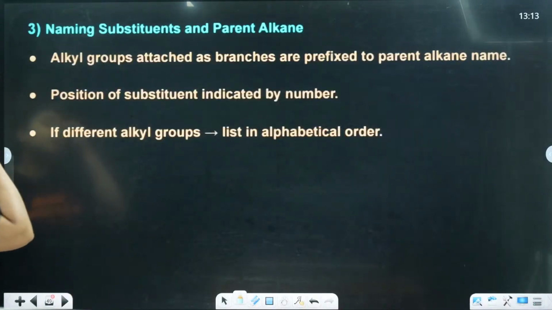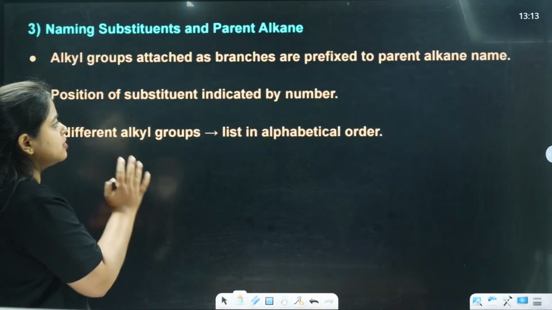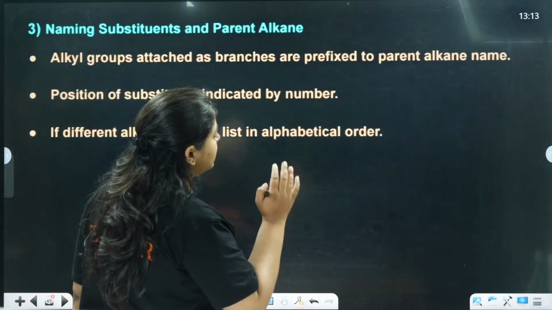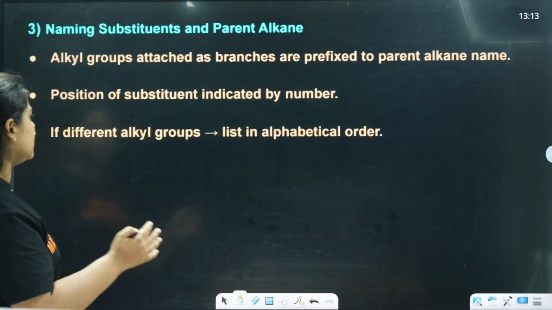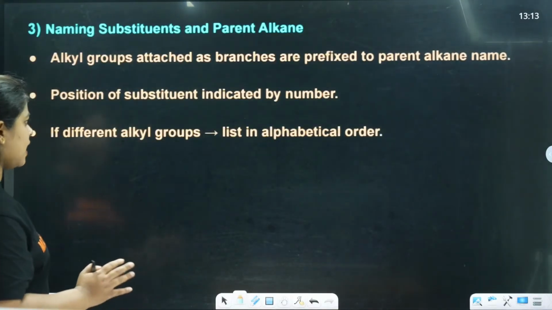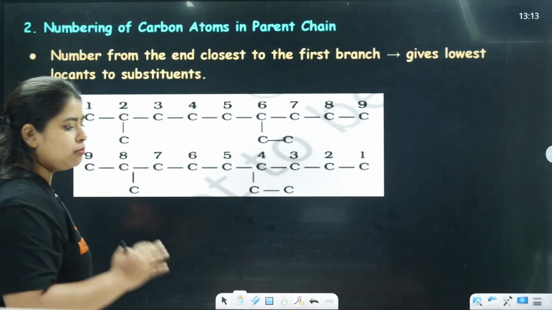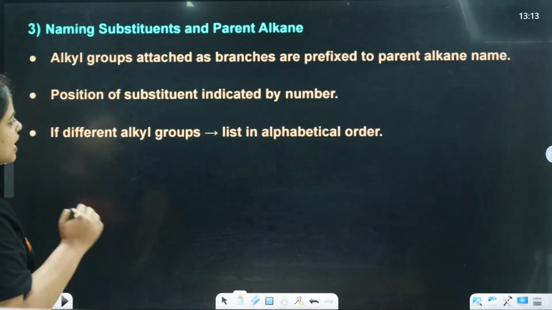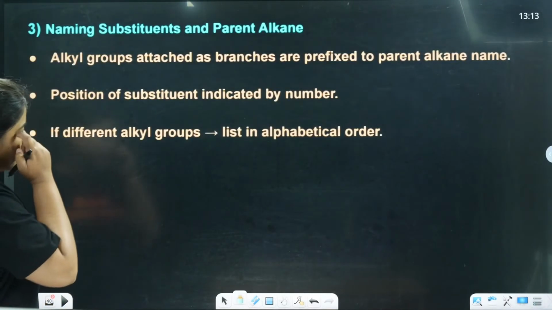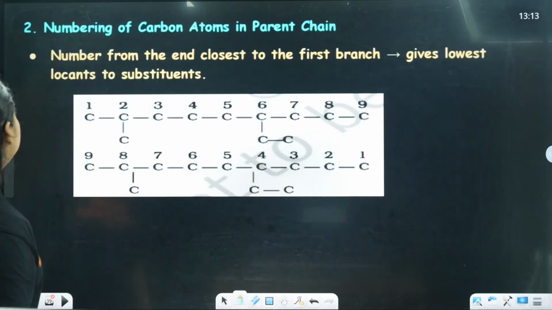Next step is naming the substituents and the parent alkane. Alkyl groups attached as branches are prefixed to the parent alkane name. And the position of the substituents is indicated by the number. Where it is attached, like, for example, I will tell you, it is attached to 2. And you must mention 2. Next comes, if different alkyl groups are there, list them in alphabetical order. Means we have to list them in alphabetical order. Okay, I will show you an example.